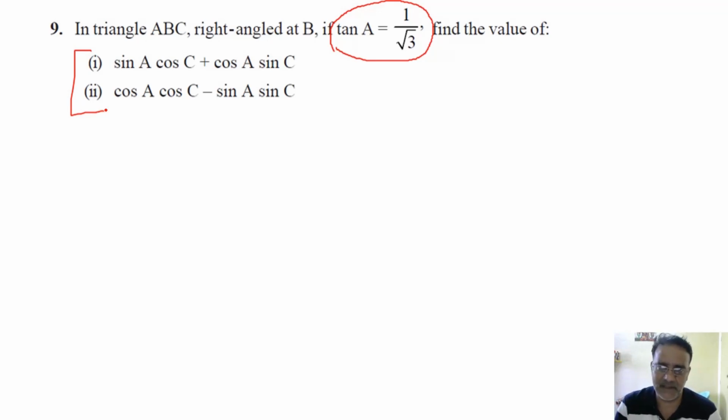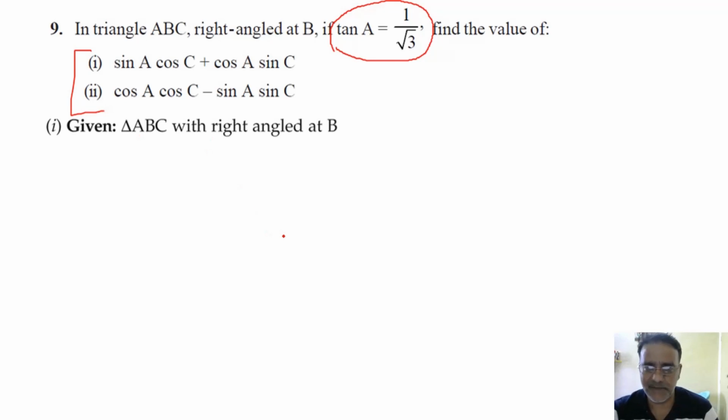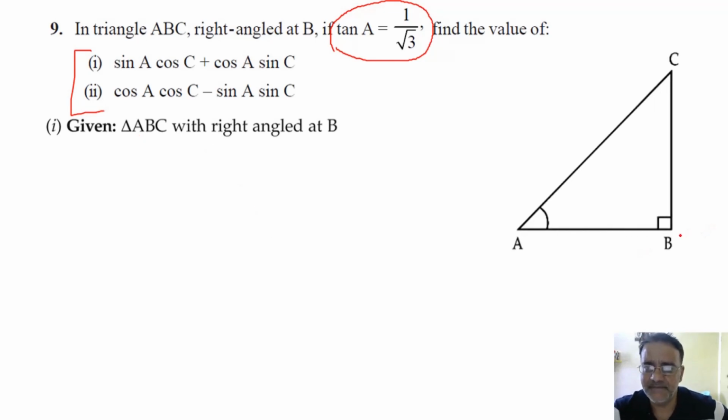मैं पहला तरीका बता रहा हूँ जो रेगुलर वे है. With the help of tan A, we'll find the value of sin A, cos A, sin C, cos C. Okay, regular method. So this is the diagram, and what is given is that tan A is equal to 1 by root 3. So tan is opposite by adjacent. Which side is opposite to this angle? BC. Very good. Adjacent is AB. So BC upon AB is 1 by root 3.